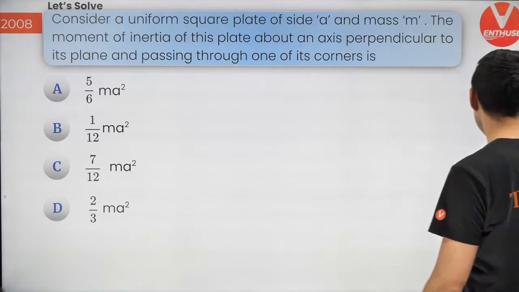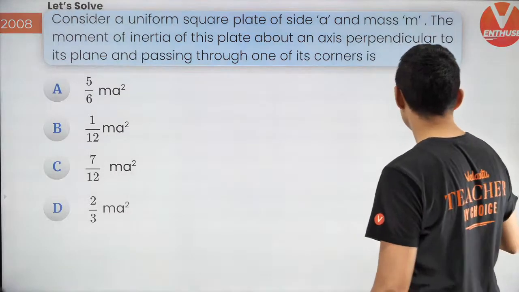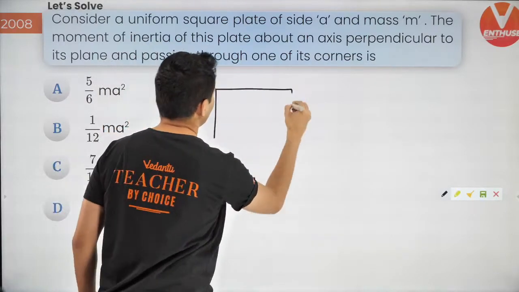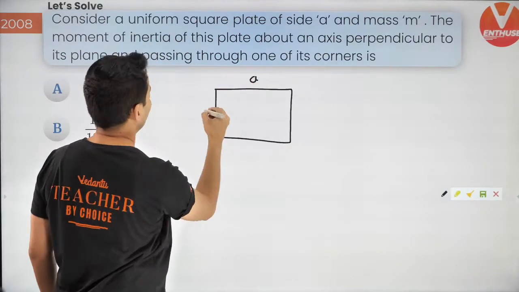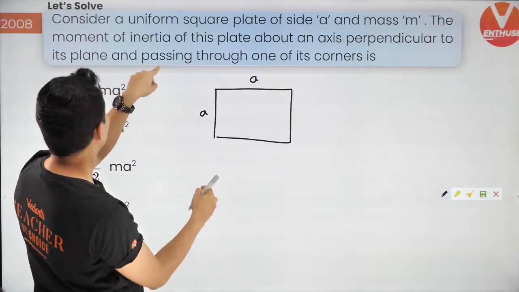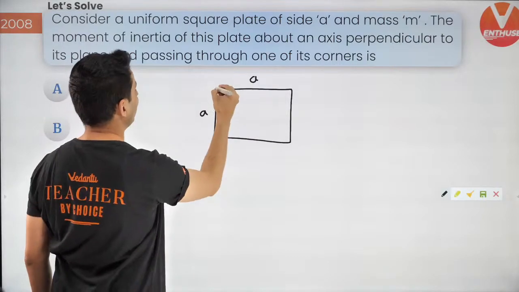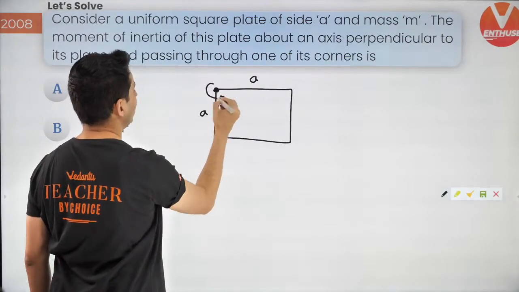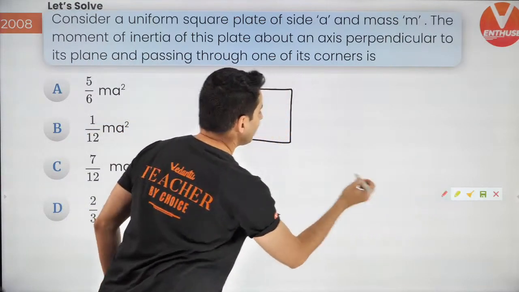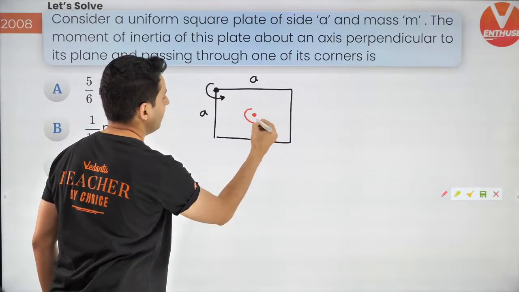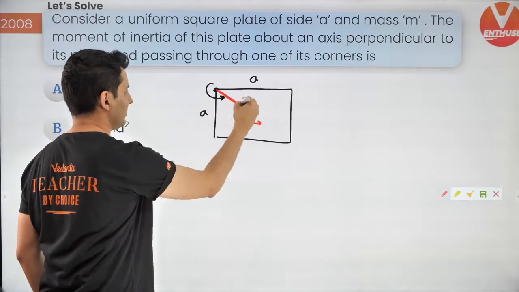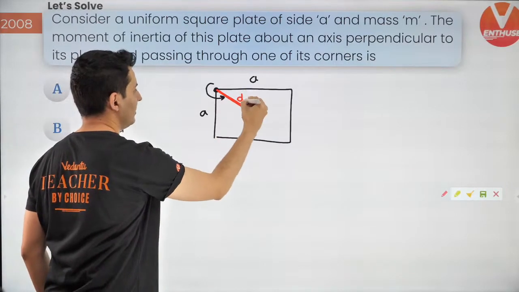A lot of you are saying D. Okay, I don't know, let's try this out. So this is a square plate, side of A. The question is the moment of inertia of this plate about an axis perpendicular to its plane passing through one of its corners. That means you're rotating it like this. I got an idea: how about knowing the moment of inertia about the center, and then shifting it by this distance d.